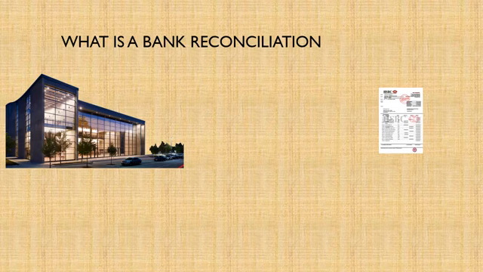So a bank reconciliation, with the proper definition, is the preparation of a report or statement to match the bank transactions recorded in the books of accounts with the bank statement. So we are matching two things. What are the two things? The bank statement and an extract from the cash book.